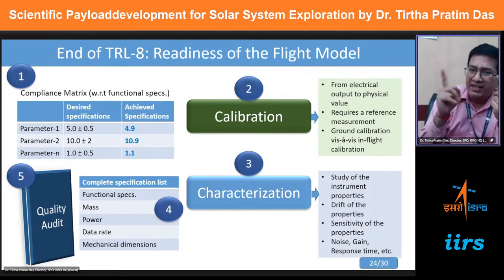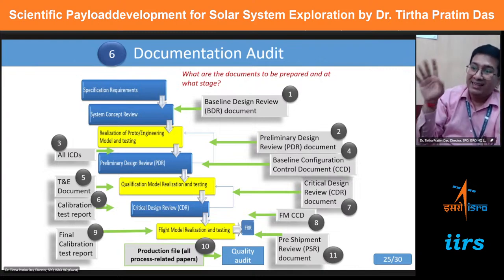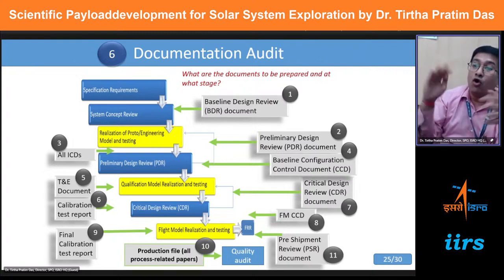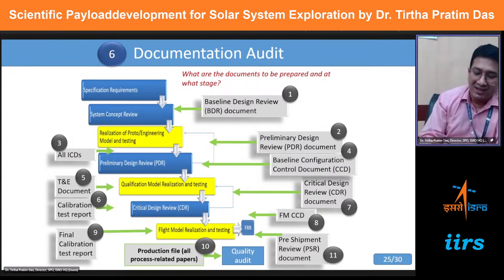Number 5, quality audit, very important. I have described the process, I will not repeat, but these are certain things which are a necessary checklist for the readiness of your flight model. Number 6, documentation audit. Don't be afraid, I'm not going to read everything. You might take a screenshot. This tells you about the product life cycle, which I have shown you a few slides ago. At different parts of the product life cycle, what are the kinds of documents which you have to prepare? So there is a documentation audit also.